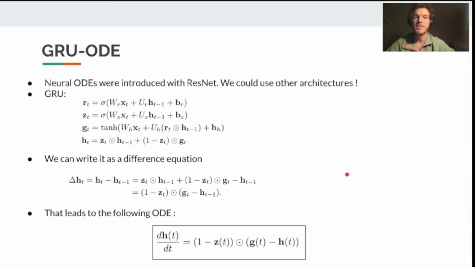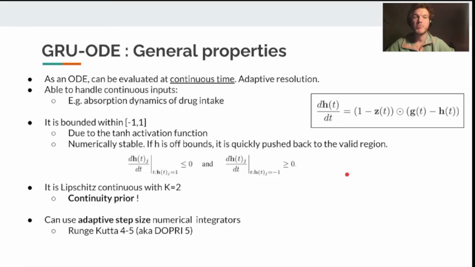Following the same line of reasoning, we propose GRU-ODE, a neural ODE motivated by the equations of the GRU cell. We write the equation of the GRU cell as a difference equation, and then derive the corresponding continuous-time ODE. This ODE enjoys nice theoretical properties, such as boundedness between minus 1 and 1, and is numerically stable. Importantly, it is Lipschitz continuous with a constant of 2.